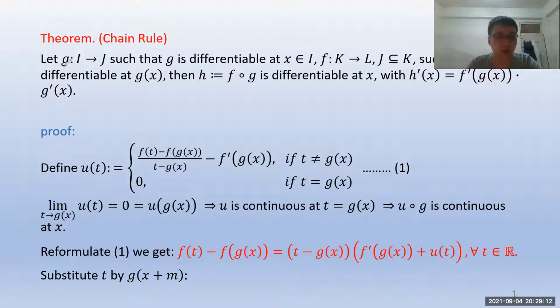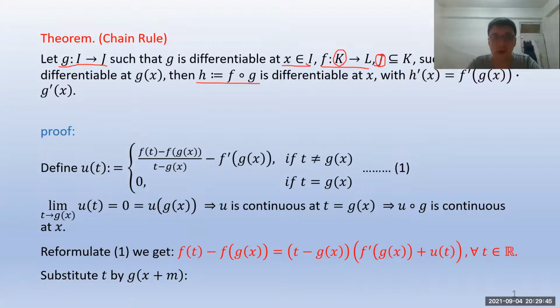Let the function g from I to J be differentiable at x in I, and let the function f be from K to L, where the domain K contains J. This is because if g is from I to J, and f is from K to L, with J contained in K, then the composition function h defined by f circle g is well defined.